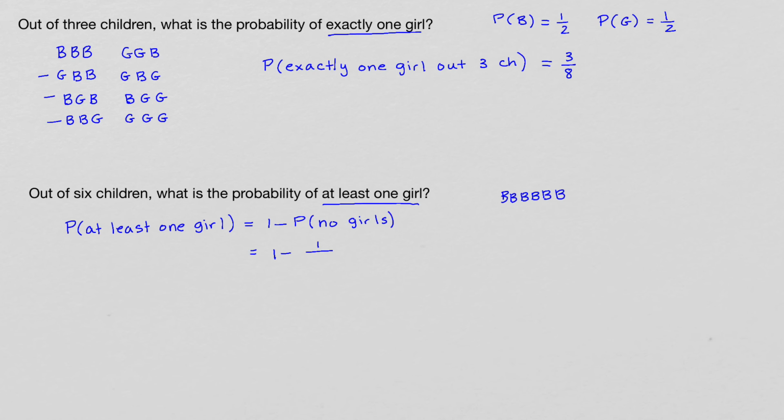And the reason why is the first child, we're going to say there's 2 possibilities there. Second one, 2 possibilities. Third one, 2 possibilities. And so on. And 2 times 2 times 2 times 2 times 2 times 2 is going to give me 64. So that's the denominator of my fraction. So when I subtract 1 minus 1 over 64, I get 63 over 64. And that's how I get that answer.